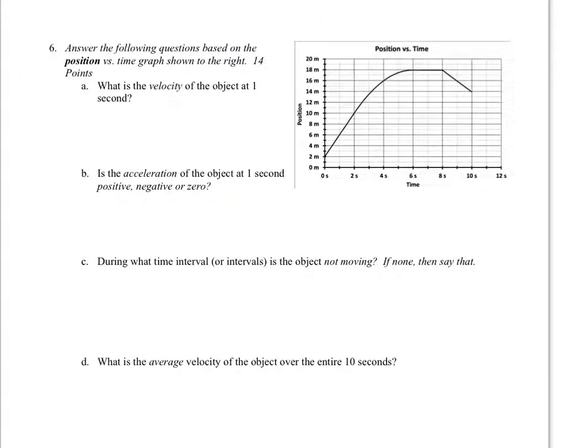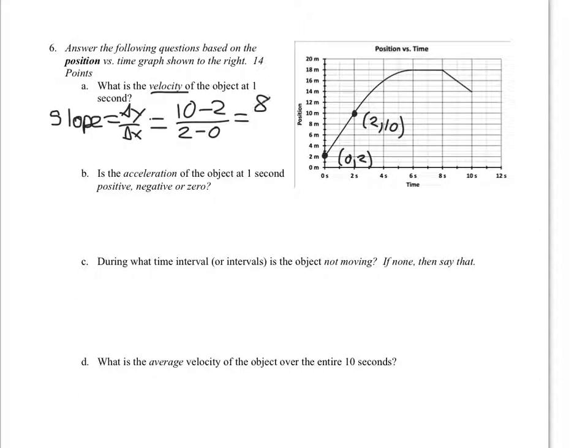Moving on to this position versus time graph we have, the first question we're asked about is what is the velocity of the object at 1 second? And velocity on a position versus time graph is going to be the slope, so delta y over delta x. So I'm going to pick some points here. That first point is (0, 2), and then I have this point here, which is (2, 10), and I'm just going to find the slope using those points. So change in y, 10 minus 2, over the change in x, 2 minus 0. That gives me 8 over 2, which gives me a velocity of 4 meters per second.